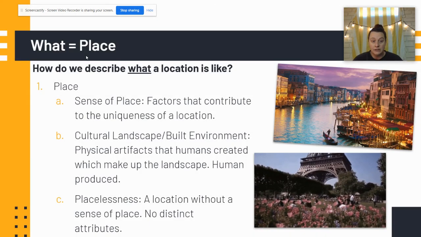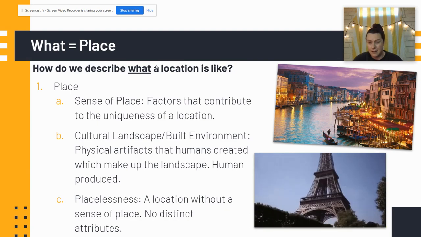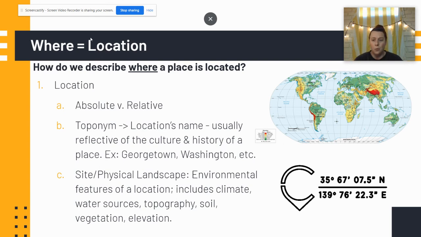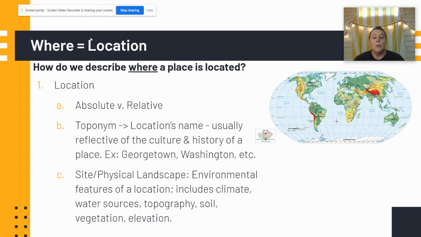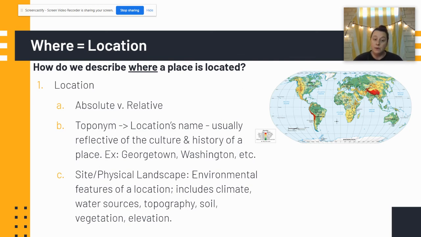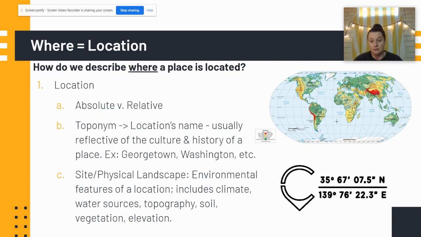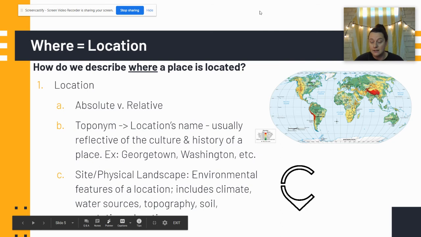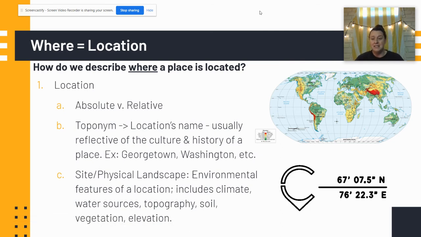After geographers ask themselves, what am I looking at? What is the sense of place I'm trying to figure out? They're going to ask themselves where. How do we describe where a place is located? Well, we use location. We've previously talked about the difference between absolute and relative location. Absolute location is something like latitude and longitude coordinates. It's precise, it's measurable, it's exact. Whereas relative location has to do with relationships. Where is this place in relation to other places?